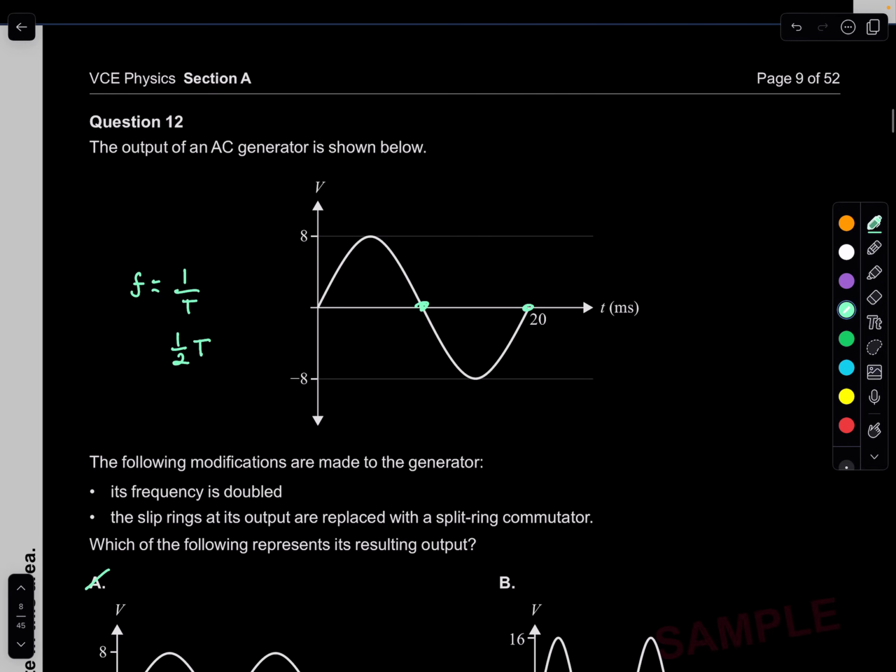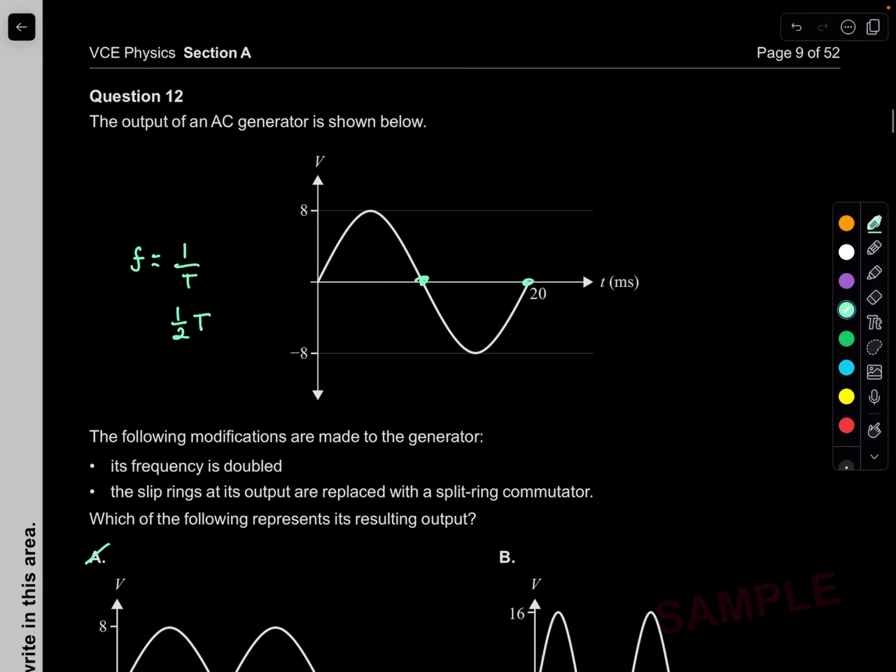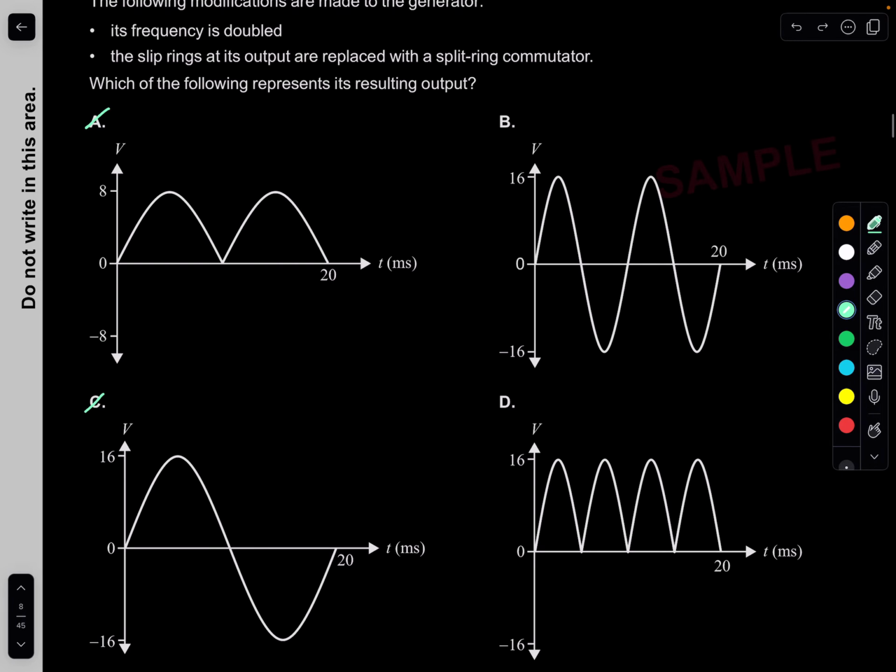Also, one important thing is that it's going to change your amplitude too, because remember, your EMF or your voltage is N times change in flux over change in time. If your period halves, which means your time halves, your EMF doubles. So the amplitude of this graph is going to be doubled. So it's going to be 16. Now both of these have 16, B and D. So it could be any combination.